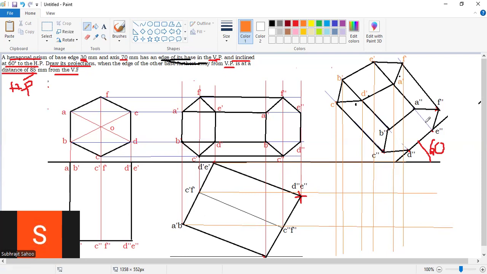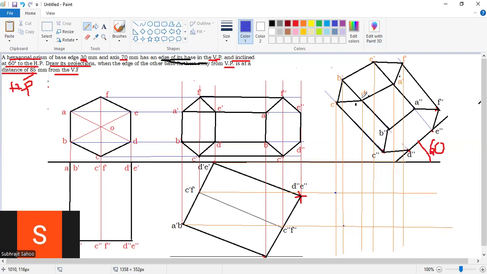Can you do up to this? Very simple, sir. Okay. C dash, C dash, right? This is C dash, this is C dash. Here I got the point. B dash, B dash, here I got the point.